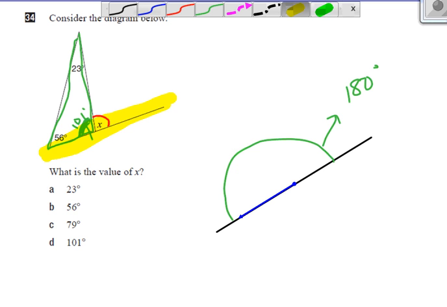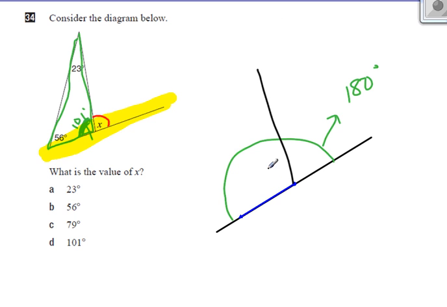And that straight line has a line cutting into it like this. And on this side, we have 101 degrees. And on this side, we have x. So again, if I rotate through here and here, I've gone 180 degrees. Well, this is 101, so this must be whatever's left over.